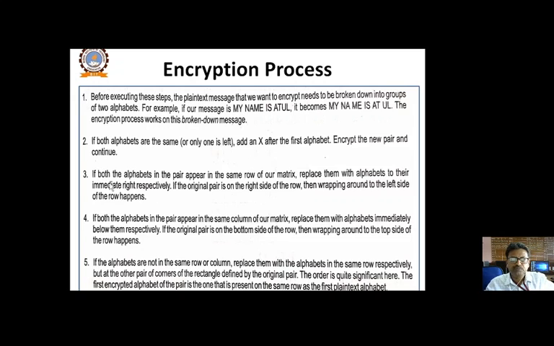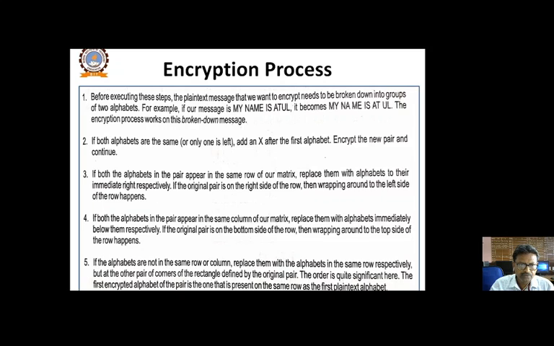Now the third point is if both the alphabets in the pair appear in the same row. Now the encryption process begins. The first and second points are the pre-encryption process, and the third point is the first step of the encryption process. If both the alphabets in the pair appear in the same row of our matrix, replace them with the alphabets immediately to their right respectively. If the original letter is on the right end of the row, then wrapping around to the left side of the row happens.